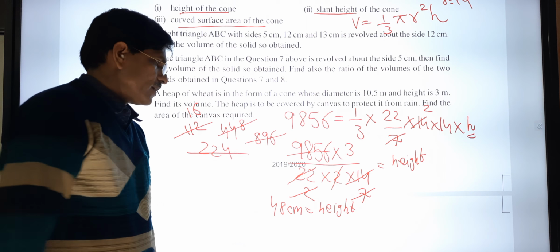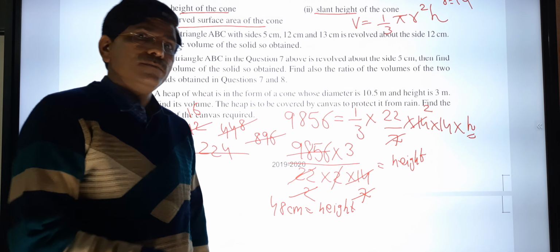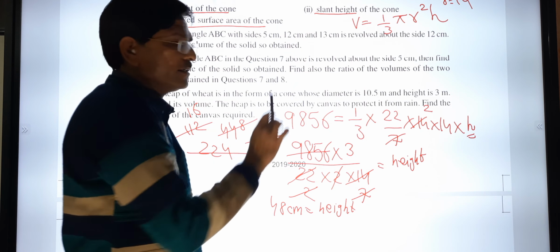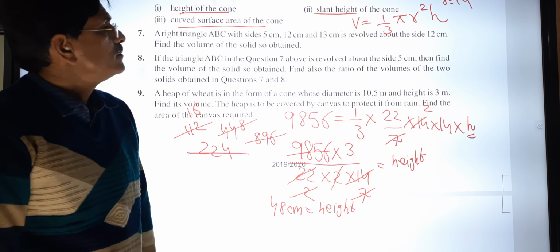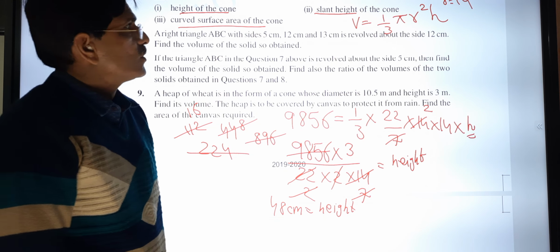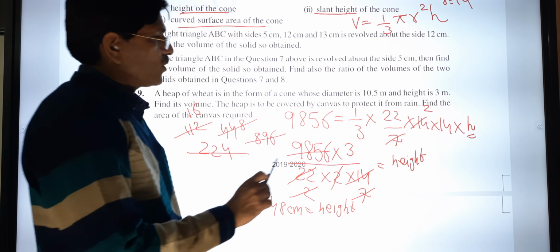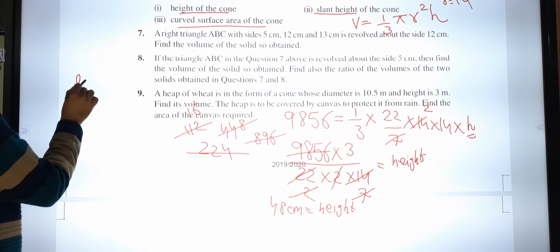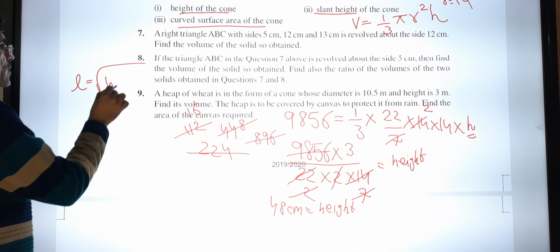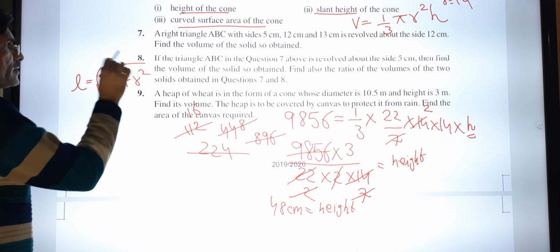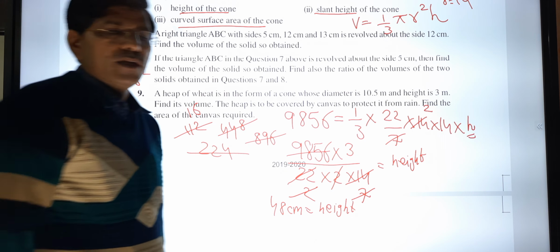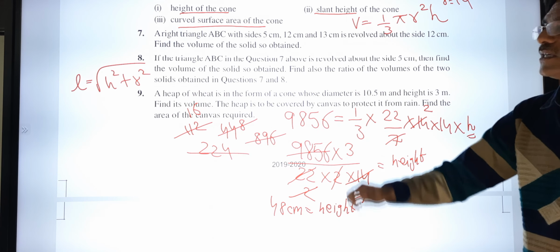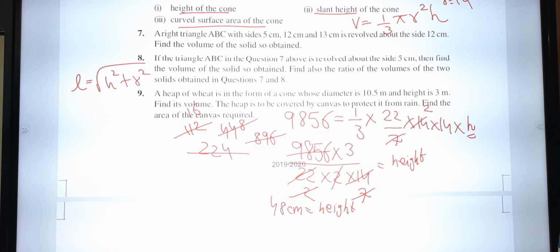Now you have got the height, 48 centimeter. Now by using that we have to find out the slant height. For slant height, the formula which we have to use is L is equal to under root h square plus r square. Now try to find out the slant height by using L is equal to under root h square plus r square.